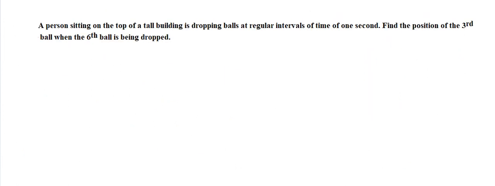Here is another question, and this is homework for you. Based on this vertical motion under gravity, a person is sitting on the building and dropping balls at regular intervals of time, 1 second. We need to find the position of the third ball when the sixth ball is being dropped. So you solve and give the answer in the comment section, and if you can find the answer, that's going to indicate that you have understood the basic aspect of it.